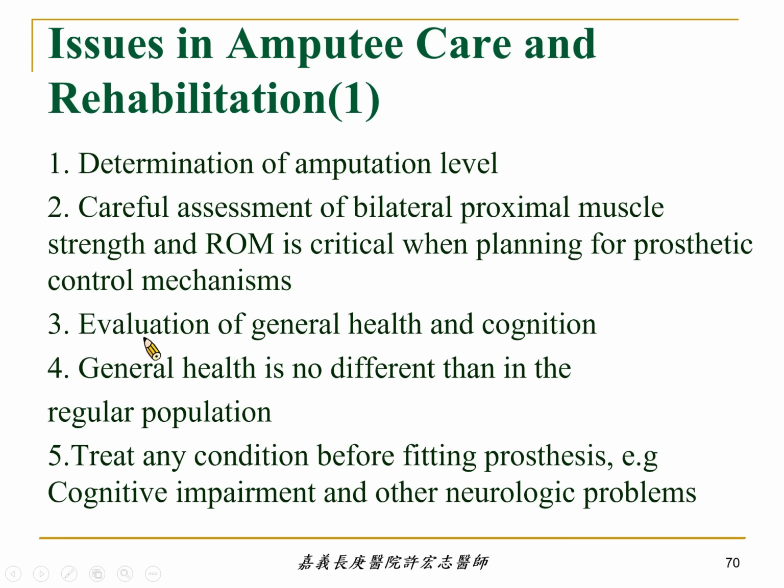Meanwhile, we have to evaluate the general health and cognition of this patient. If you see a patient with a prosthesis, their general health is no different from the regular population. We should treat conditions like cognitive impairment or other neurologic problems before fitting the prosthesis. We don't want patients with a prosthesis to hurt themselves if they have cognitive problems that were not corrected before the prosthesis fitting.